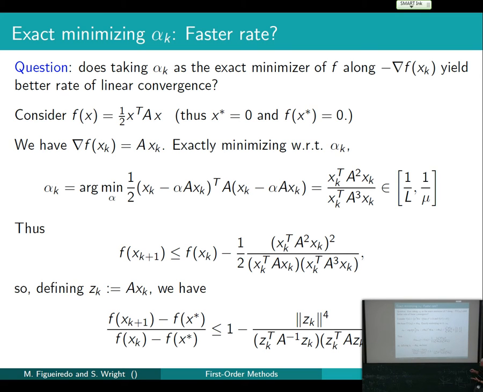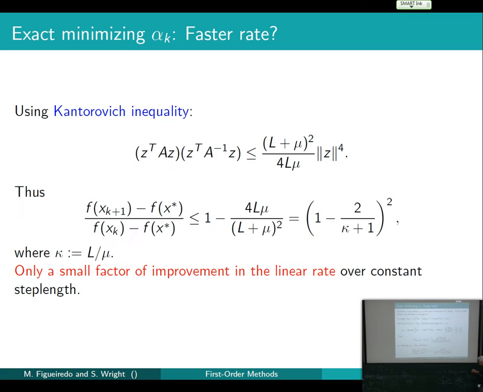You can show, though, that each step length you choose will be in the range of the extreme eigenvalues, be somewhere between the inverses of the two extreme eigenvalues. And that if you use that minimizing alpha k, you can actually get an exact expression for how much the function decreases at each step. It will decrease at a linear rate. You can show that you get a linear improvement, but it's not much better than what you get by just taking the standard 1 over L step.